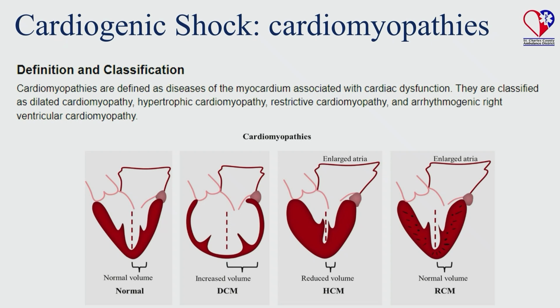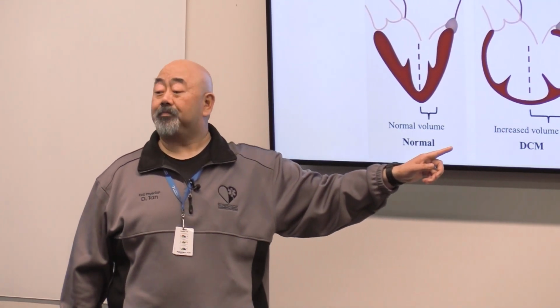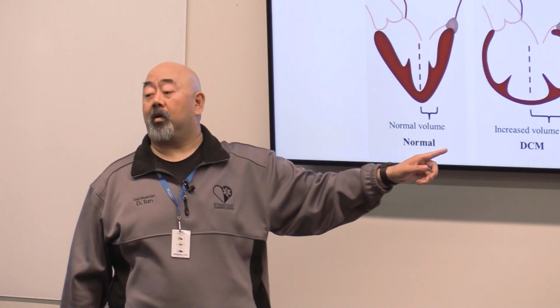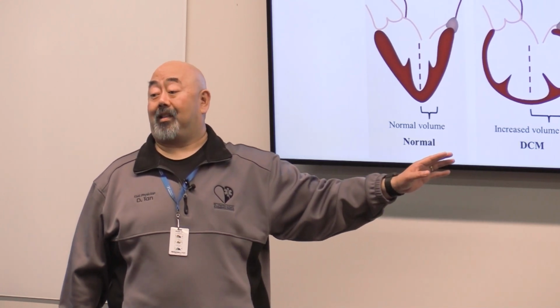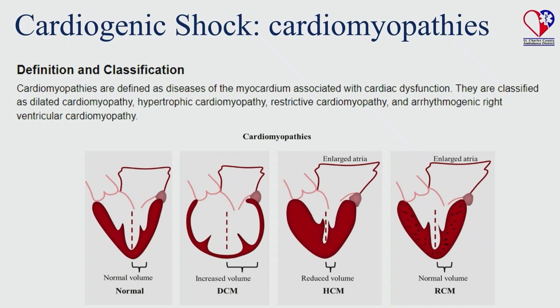What do you notice about this? This is a normal heart, by the way. What do you notice about the heart muscle here? It's stretched and thin. So what kind of cardiomyopathy is this? Dilated cardiomyopathy. When the heart balloons out, the myocardium gets thin and weak.